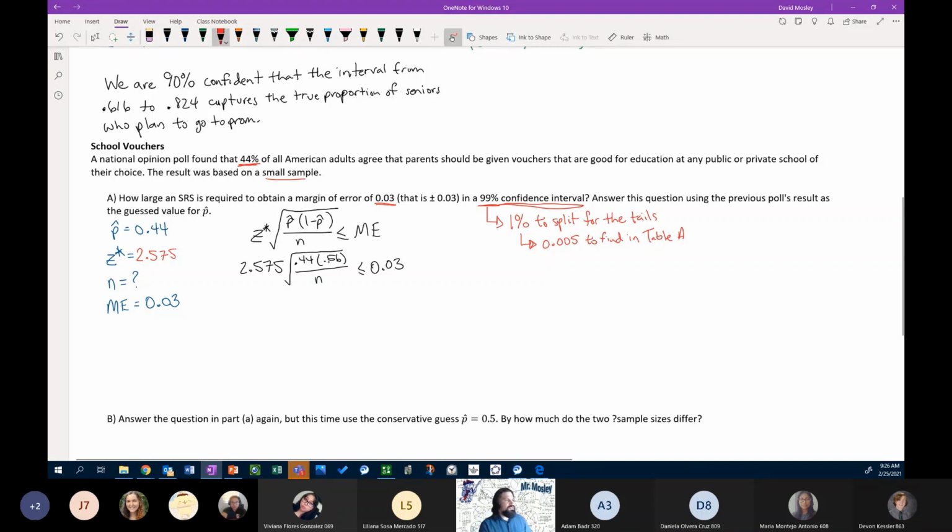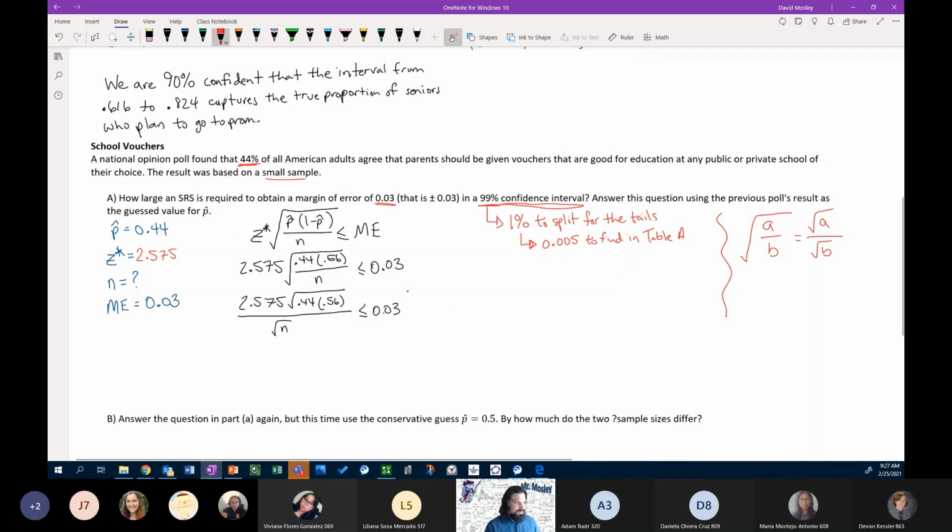I'm going to break apart the square root. And this is based on the rule that if I have a square root of a fraction, a over b, this is equal to the square root of a divided by the square root of b. So I can break up my standard error into two square roots. So we're going to rewrite this as 2.575 times the square root of 0.44 times 0.56, all over the square root of n, less than or equal to 0.03.